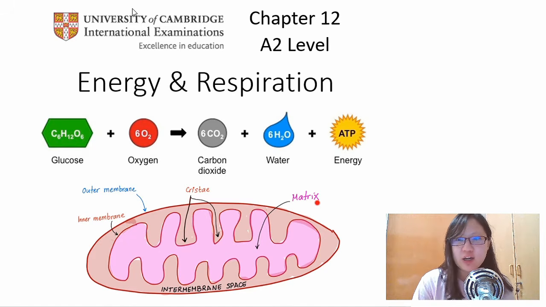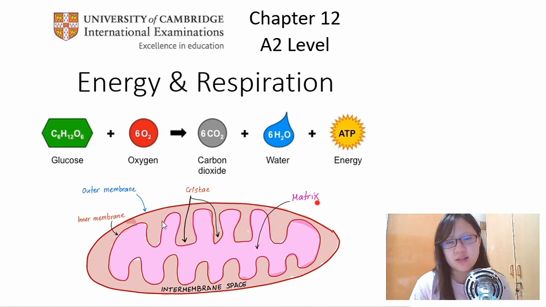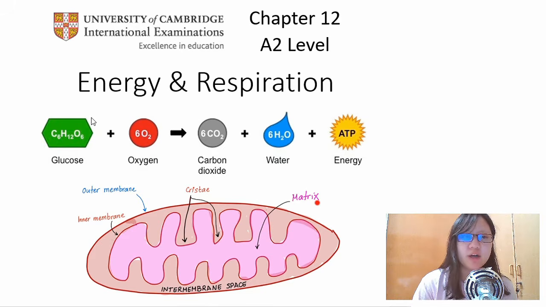Now, finally, we can talk about chapter 12. Chapter 12 is energy and respiration. Now, I trust this chemical equation here is very familiar to all of you. Glucose plus oxygen is converted to carbon dioxide, water, and energy in the form of ATP, which is synthesized in the mitochondria. But this equation here is actually an oversimplification of what actually happens during respiration.